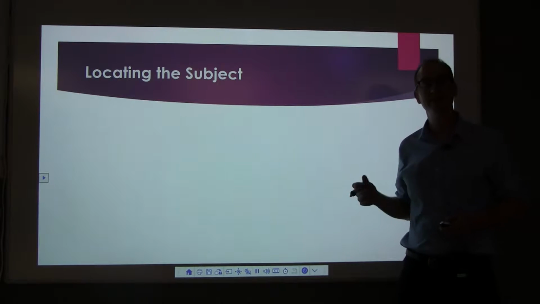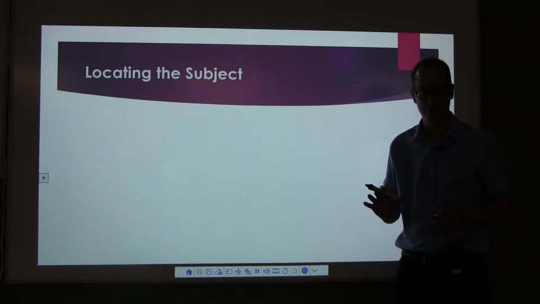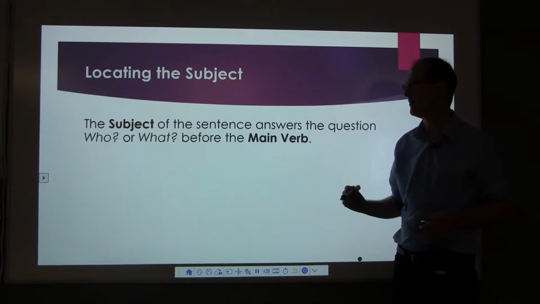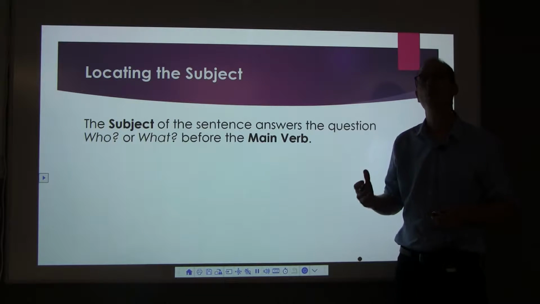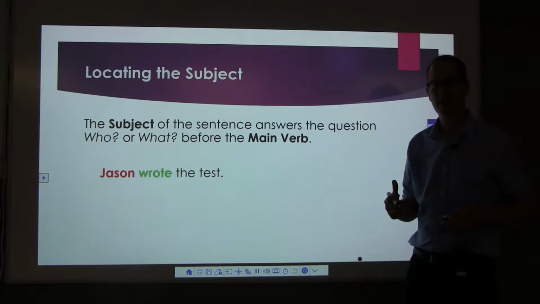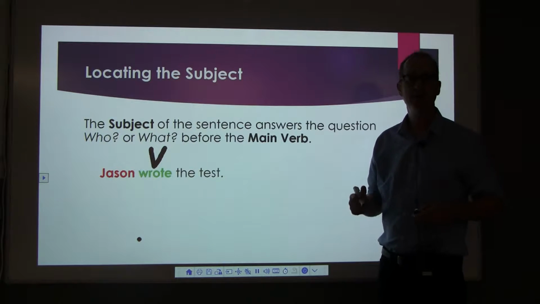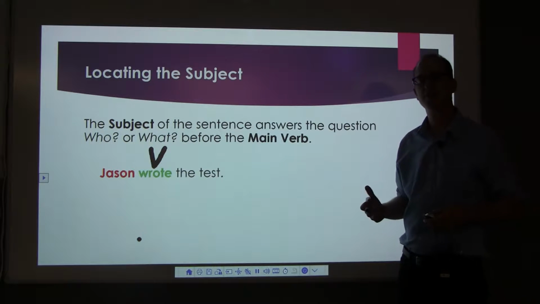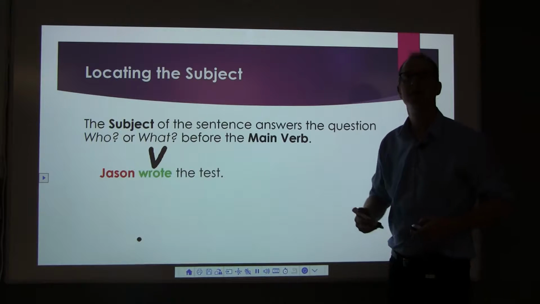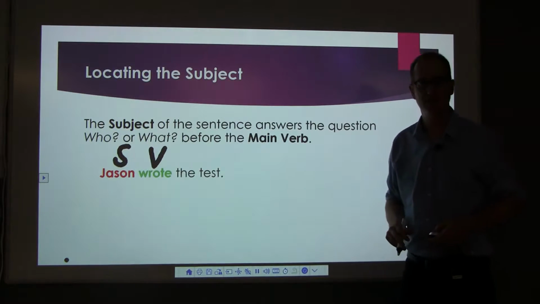Okay, how do you find the subject in the sentence? How do you locate it? Well, the first thing you do is find the main verb. And once you've found the main verb, the subject of the sentence answers the question, who or what, before the main verb. Let's look at an example. Jason wrote the test. Okay, here we have something going on, an action. That's the main verb, wrote. So to find the subject, we ask who or what before wrote. So who wrote? Jason wrote. So Jason is the subject of this sentence.